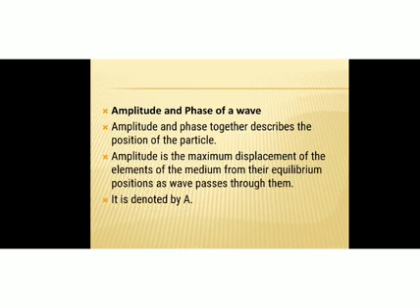Now let's discuss each component of that wave expression one by one. Amplitude and phase together describe the position of the particle. That means amplitude and phase help us understand where the particle is in a wave. Amplitude is the maximum displacement of elements of the medium from their equilibrium position as the wave passes through them. You have already studied amplitude in your class 9 physics. This is the maximum displacement of the particle from its mean position or equilibrium position. Amplitude is denoted by capital A.